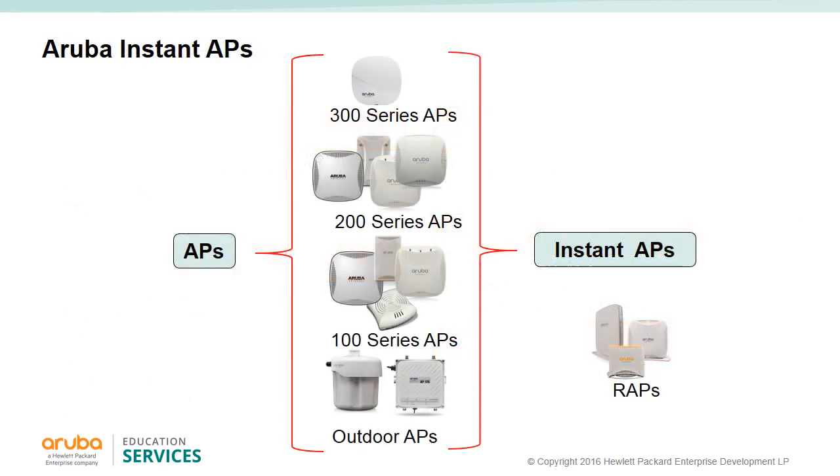The 300, 200, 100, and outdoor series of APs can be purchased as controller-based APs or as IAPs. The IAPs can be converted to controller-based APs. They can also be reconverted as IAPs with a hard reset. Controller-based APs cannot be converted to IAPs. Remote APs are all shipped as Instant APs and can be converted to RAPs. This can easily be done using the cloud-based Activate service.